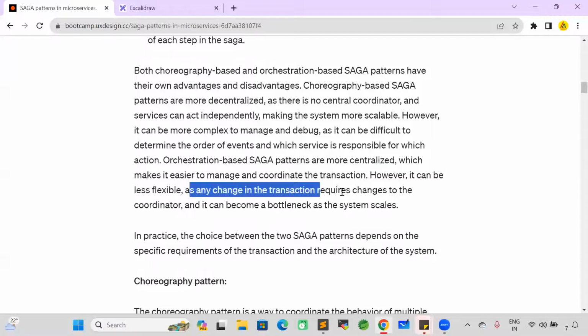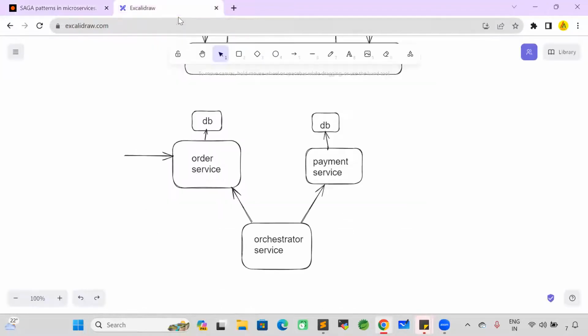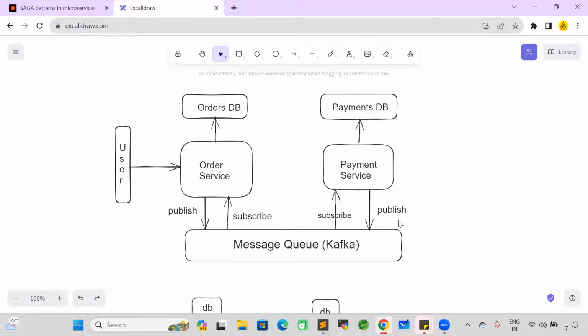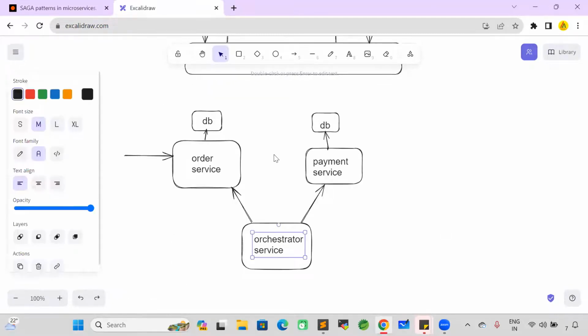The coordinator will tell what to do next. It can be less flexible. A transaction requires changes to the coordinator. It can become a bottleneck as the system scales. So if your system is scaling, if you have a large complex system, better to go for choreography, because it will be managed by Kafka. And if it is a small scale system, then the orchestrator will manage everything.